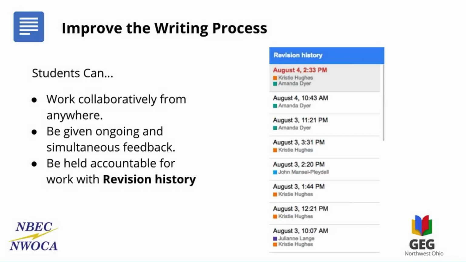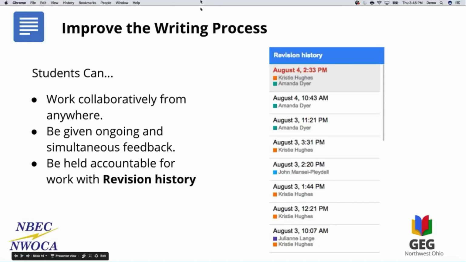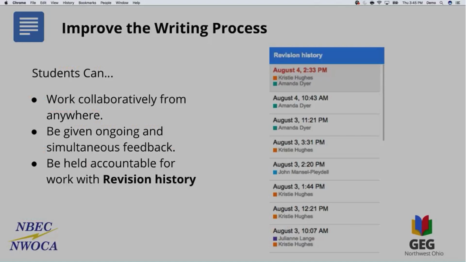I also like the ability to write collaboratively. So a lot of times we have teachers that use the Google Docs for the writing process where the students can write and they can collaborate with each other and be given feedback from their peers. The nice part about it is you can also use the revision history to make sure your students are accountable. You can see when they wrote on the document, if they've made any changes and things like that.